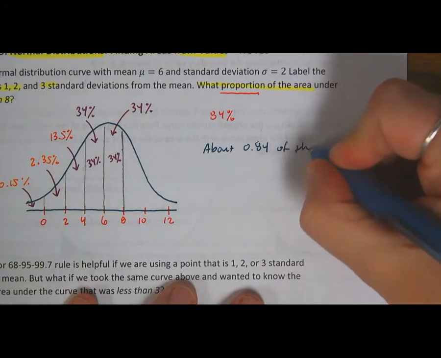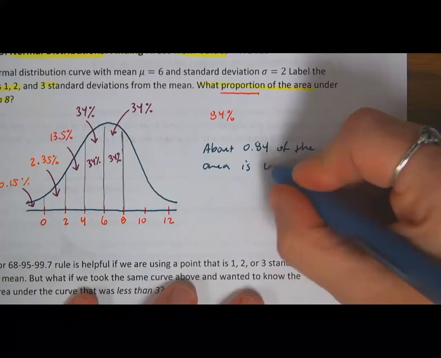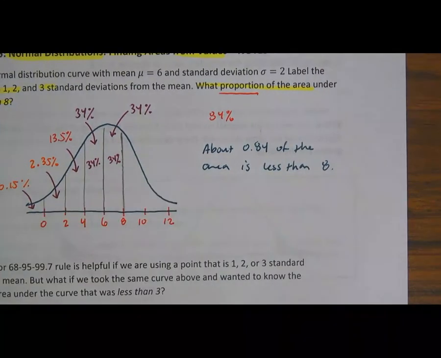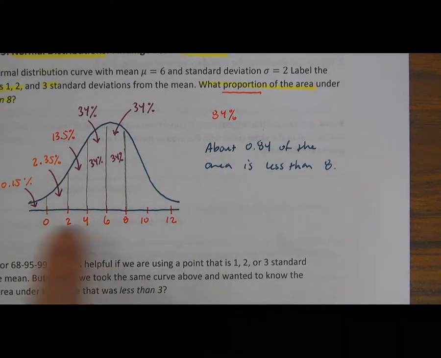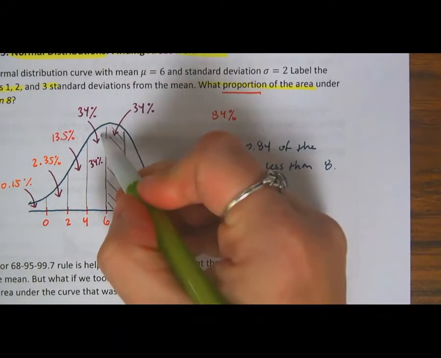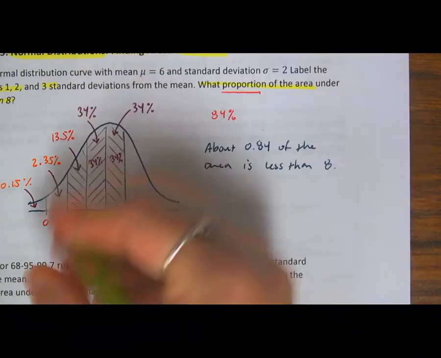of the area is less than 8. I don't know if that's 8 pounds, inches, miles per hour, but less than the number 8. And all I did was, and I'm going to kind of shade it in, I added each of those slices together to the left of 8.